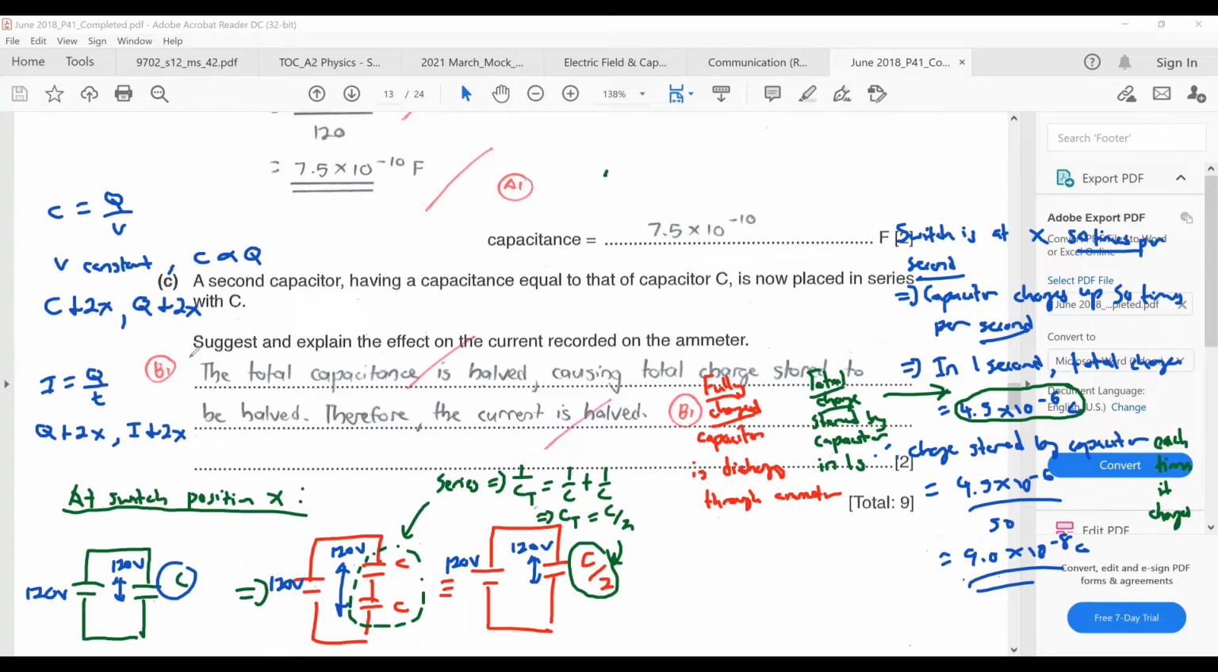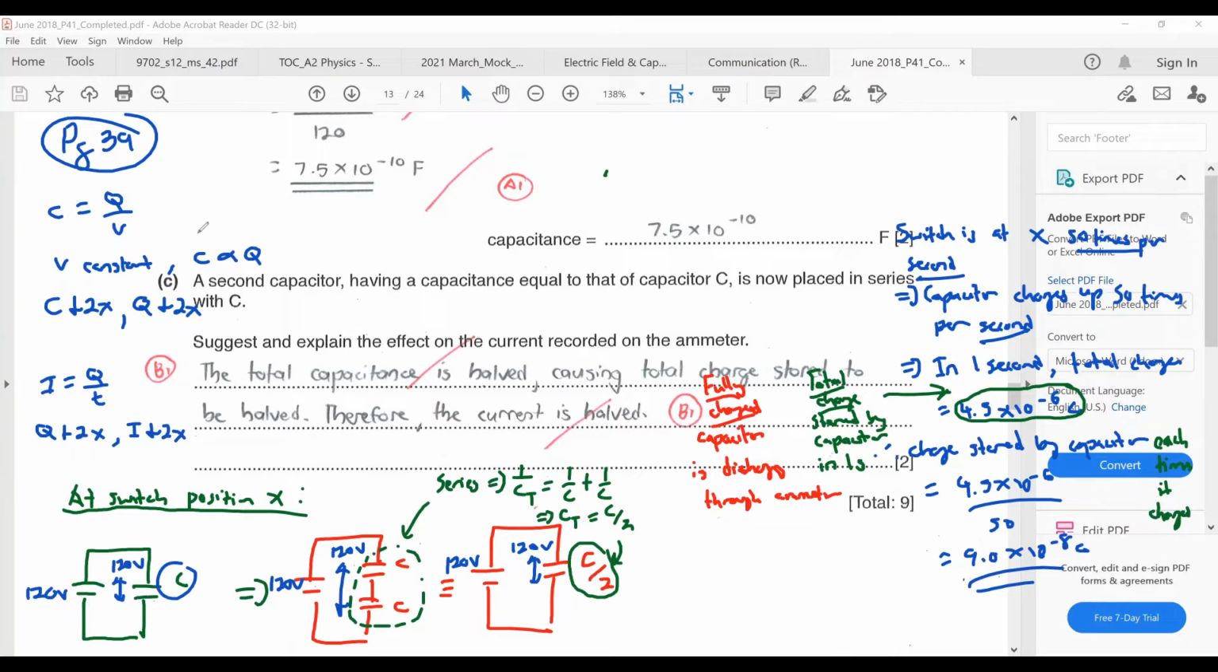So hence your answer is like this. The total capacitance is half, causing the total charge stored to be half. Therefore, your current will be half. Hence your answer being like that. Okay, so that is for this one. If you're okay with that, then you can also move to page 39, which is just 1 or 2 pages away.